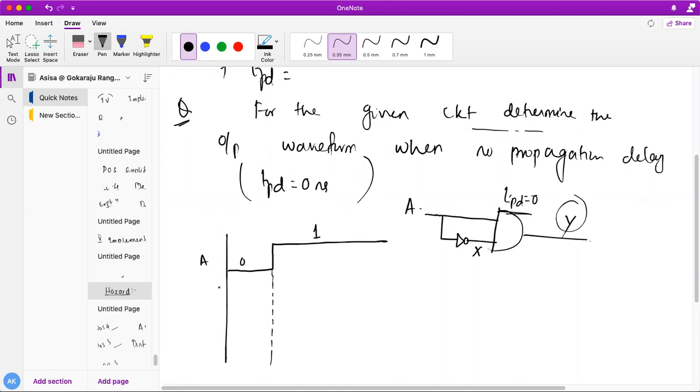So what is X? If A is 0, X is what? It is the inverted input, so I can say that my inverted input will be like this. Since there is no propagation delay, I would expect my result easily. Here A is at 0 nanosecond, so X can also appear as 1 at 0 nanosecond, because there is no propagation delay of the logic circuits. So I'll be expecting it like this.